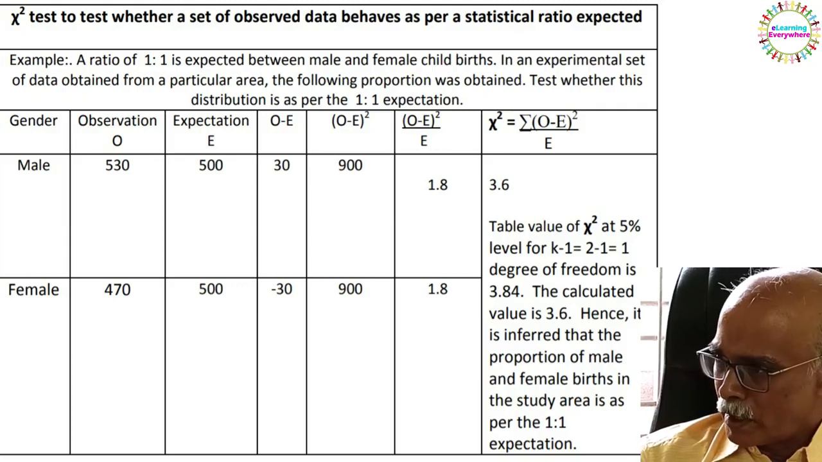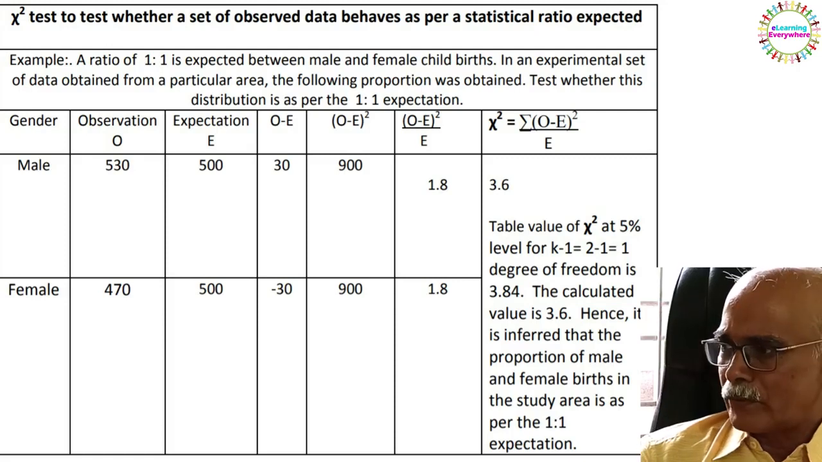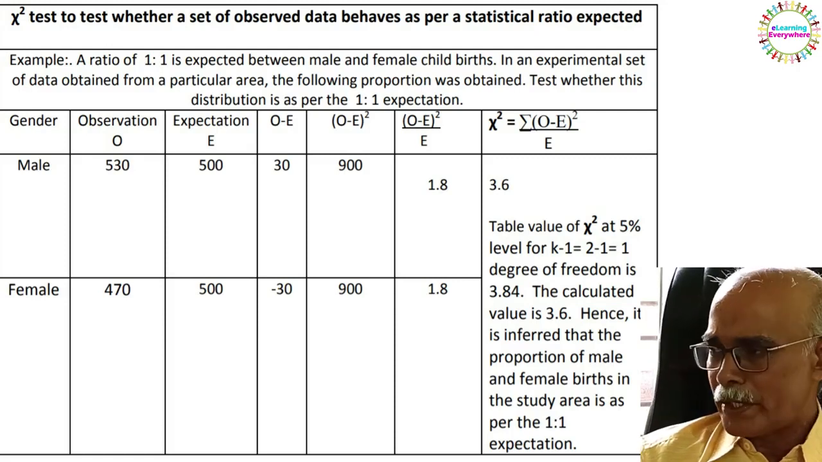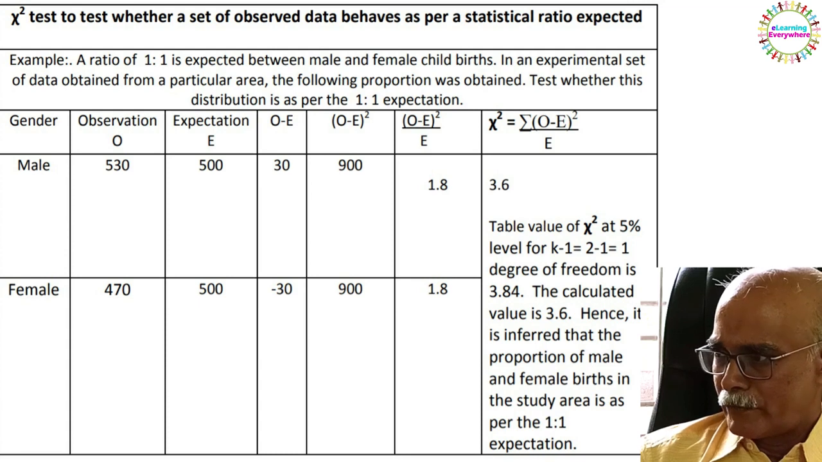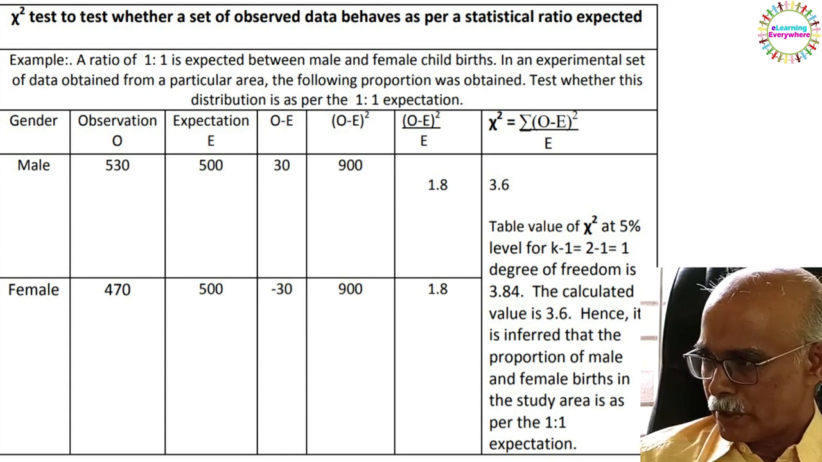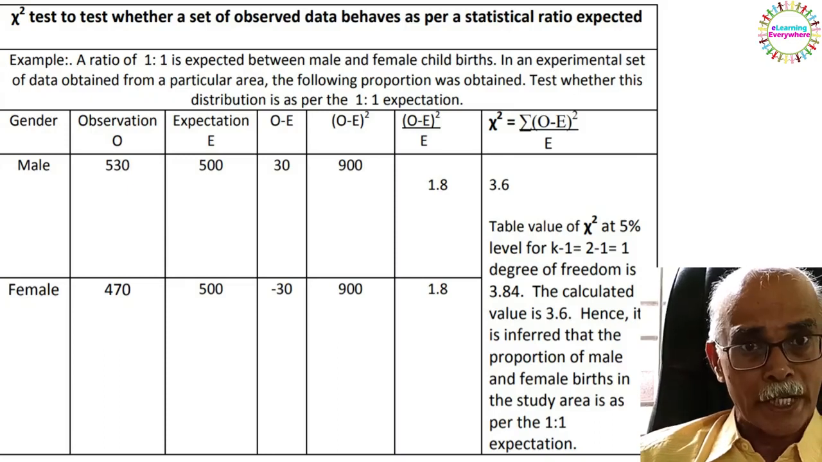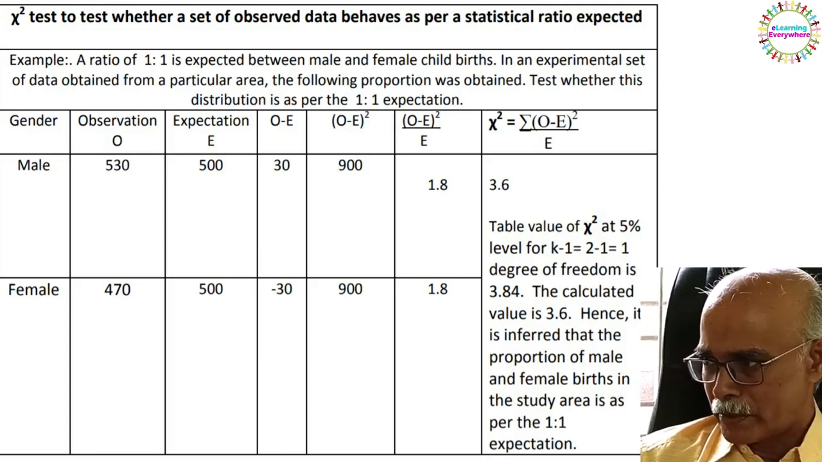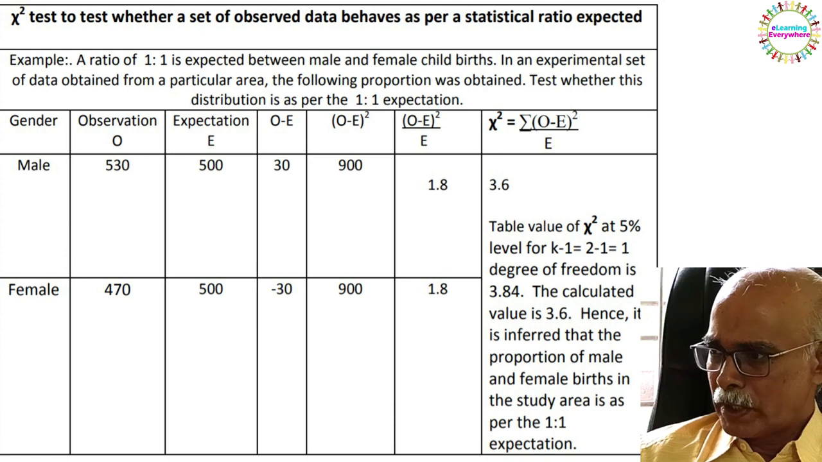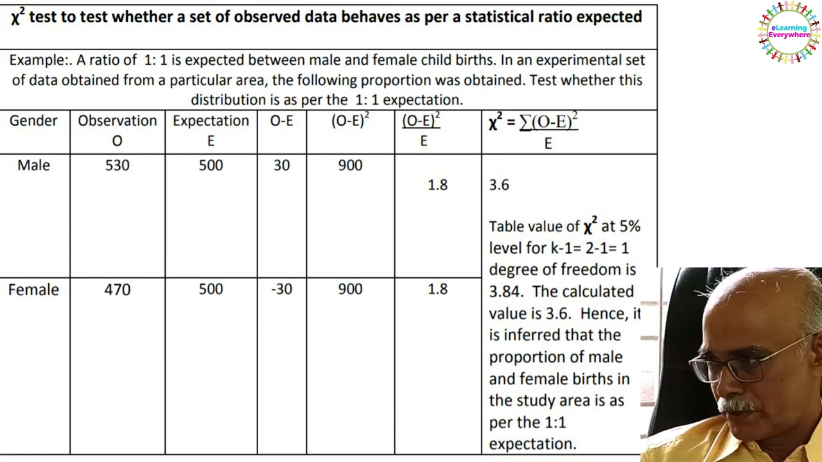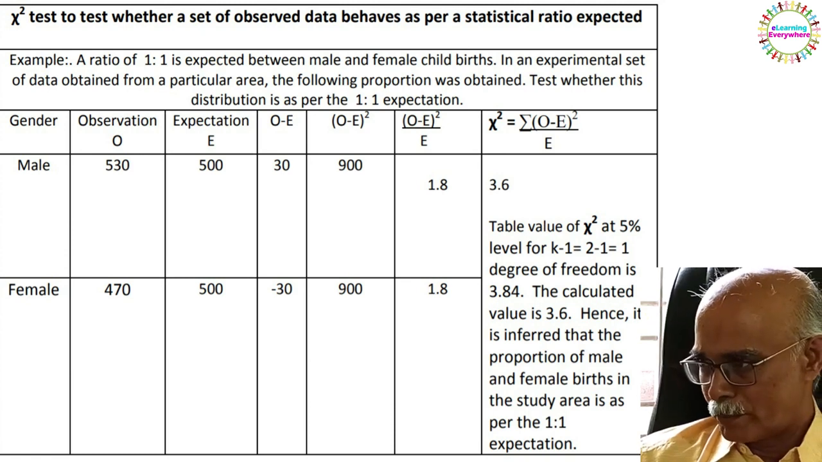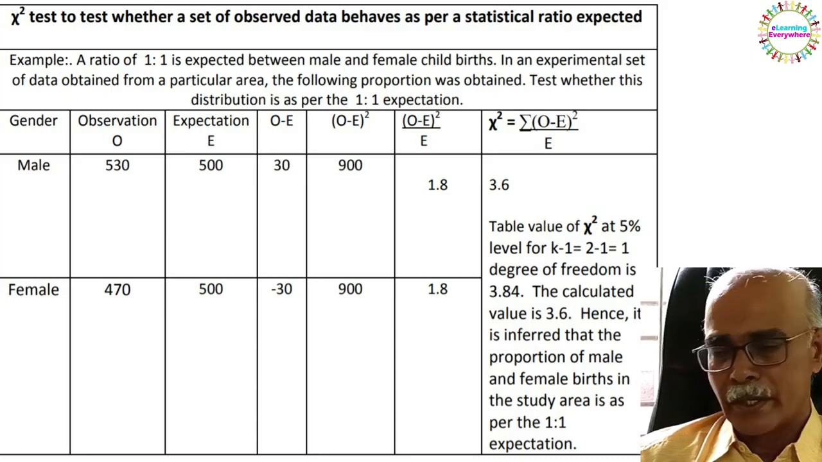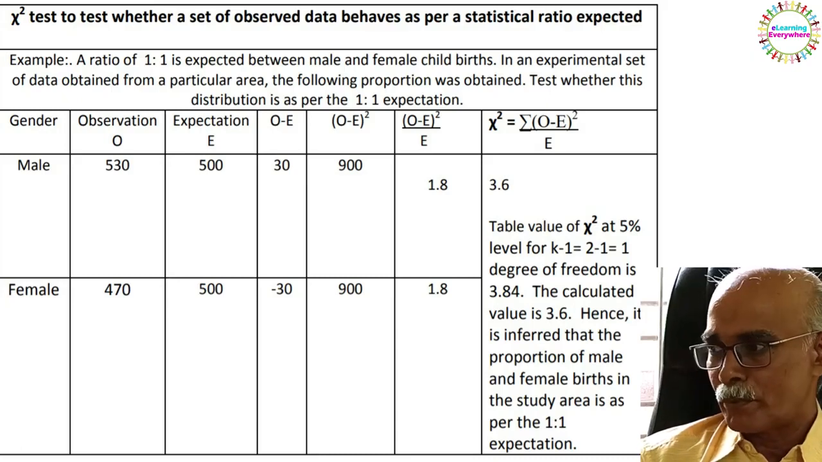And the next step is to find out (O minus E) all squared by E. When you divide (O minus E) all squared by the corresponding expected values, that is, divided by 500 in these cases, in both the rows you will get 1.8. The chi-square value is 1.8 in the first case, and in the second case also it's 1.8.